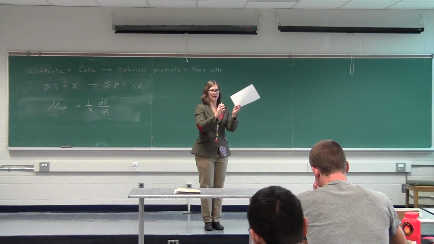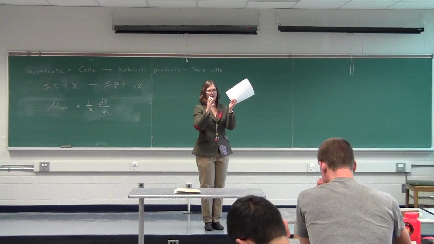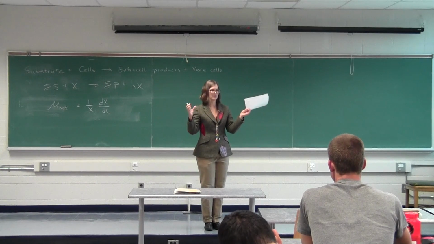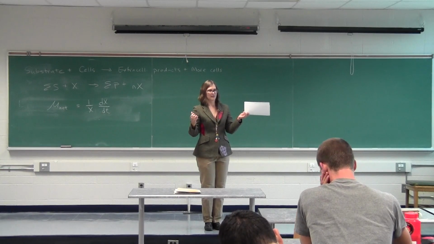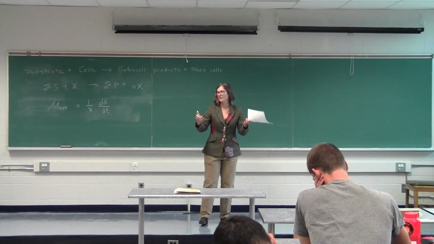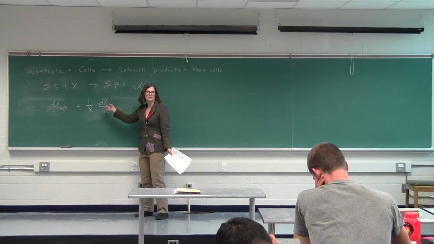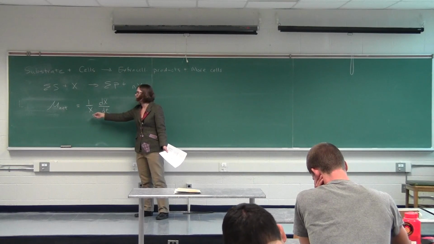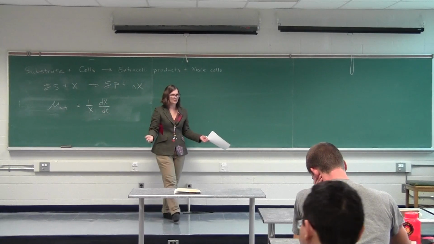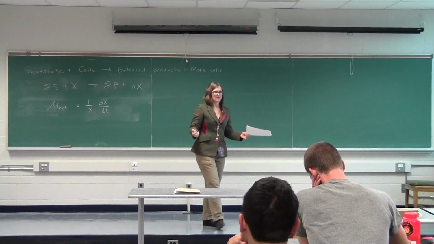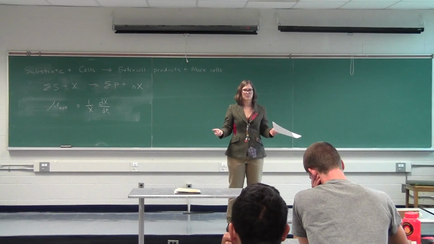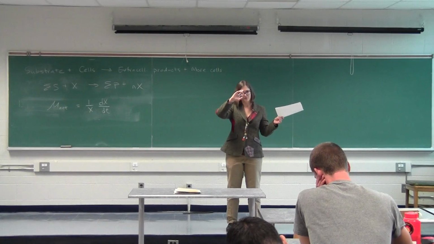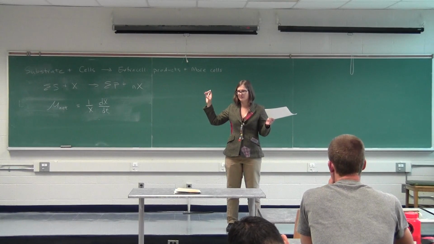So you can imagine if you have 10 cells there, the change in cells with time is going to be less than if you have 100 cells or 1,000 cells, right? Like you're doubling, so the doubling is your net specific growth rate, but your actual growth rate is going to change depending on how many cells are there. Does that make sense? So your net specific growth rate will tend to stay constant. Your growth rate will depend on how many cells are there.